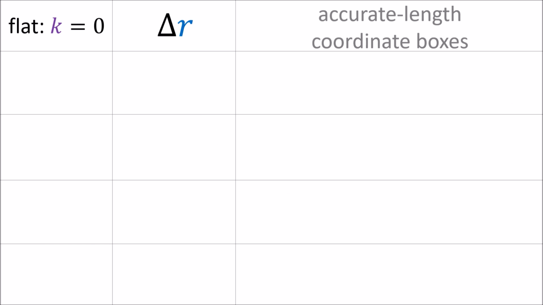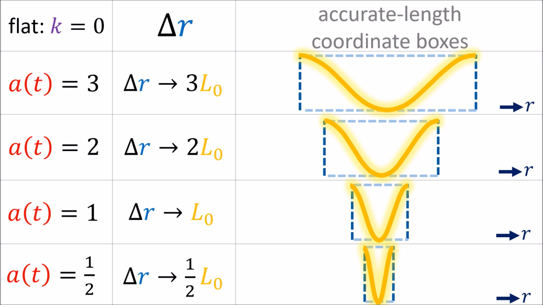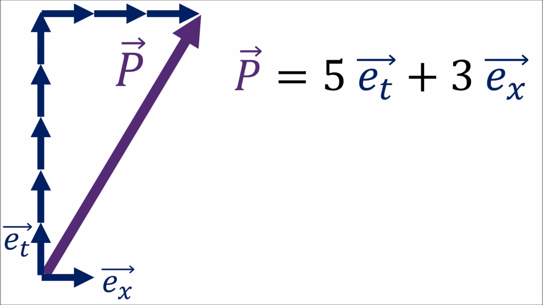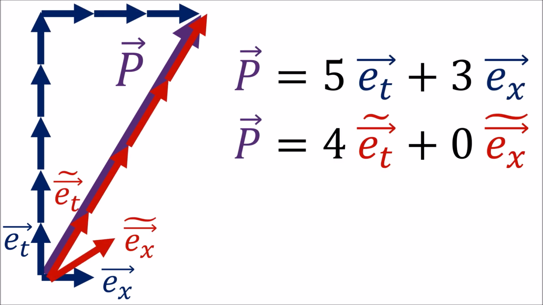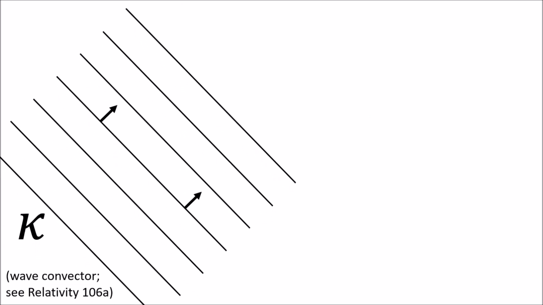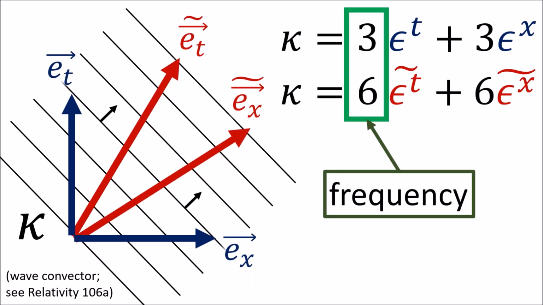So the idea that wavelengths of light expand or contract with the universe makes intuitive sense, but I want to bring up one technical detail. Remember that a particle has no objective x momentum. Different observers will measure different x momentum values depending on their reference frame and the direction of their x-axis. Similarly, a light wave has no objective frequency. Different observers will measure different frequencies depending on their reference frame.